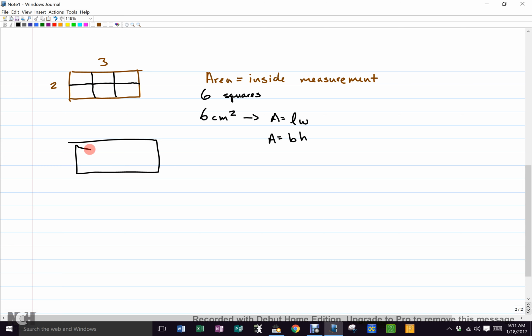What is that? What did I just draw? What did I do to the rectangle? Chopped it in half. Chopped it in half to make what shape? A triangle. So if a rectangle is length times width, then what's a triangle?